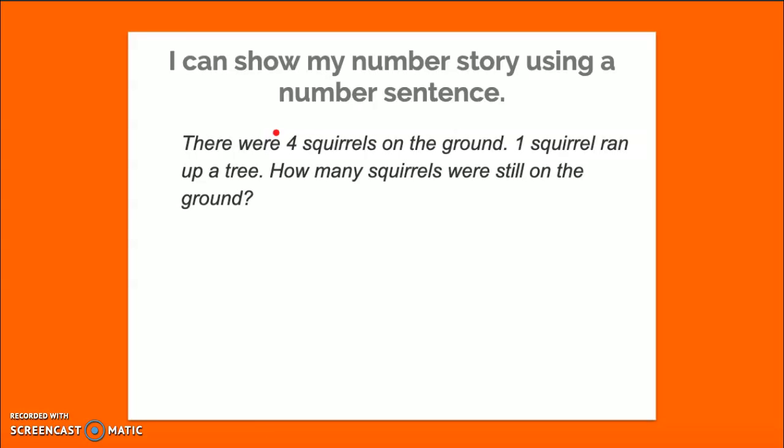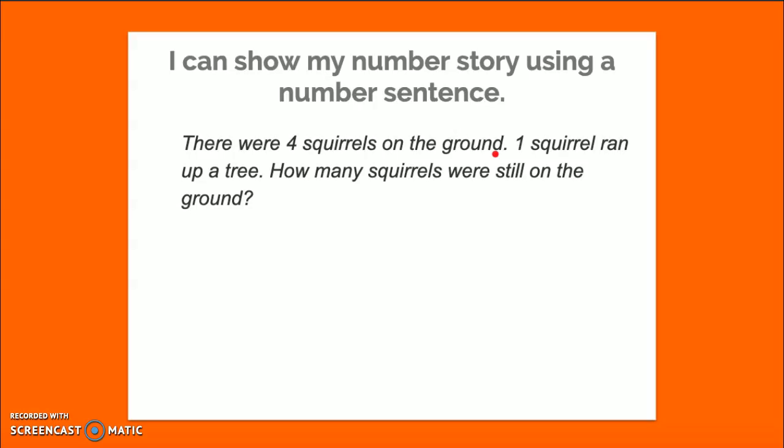So, let's look at our number story and see if we can figure out a number sentence to go along. So there were 4 squirrels on the ground. 1 squirrel ran up a tree. How many squirrels were still on the ground? Now I know I need a 4. I'm going to use 1. I need to figure out next, am I adding or am I subtracting?